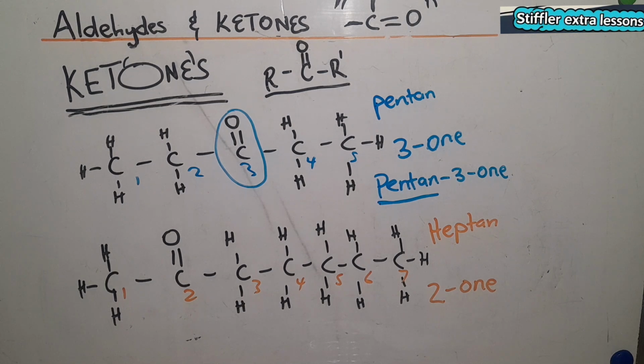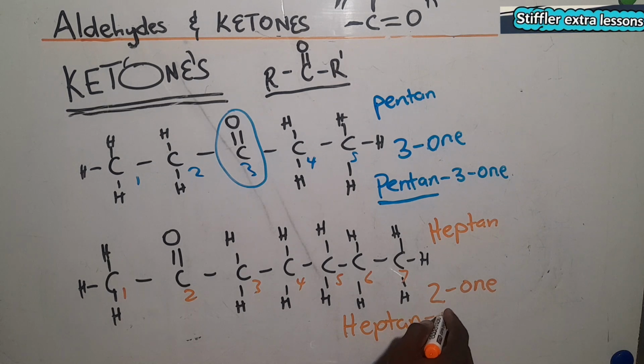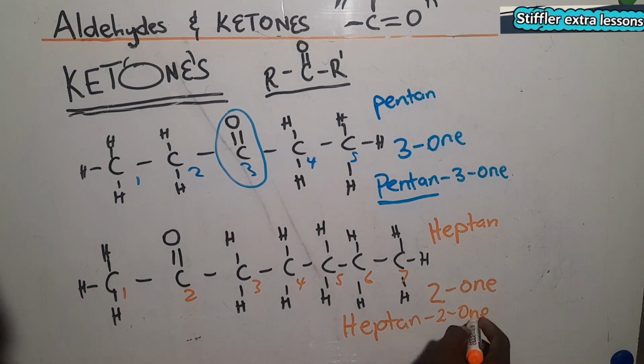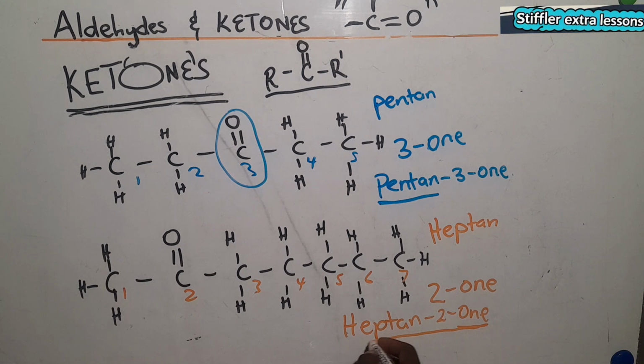So how do you put the name together? We first start with the parent name. So this is heptan, then 2 representing the position, then 1 representing that this is a ketone. Just like that. As simple as A, B, C. Yes. So that's how we name the ketones, right? That's how we name the ketones.